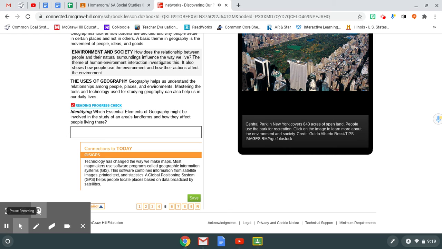Connections to today. GIS, GPS. Technology has changed the way we make maps. Most map makers use software programs called Geographic Information Systems, GIS. This software combines information from satellite images, printed text, and statistics. A global positioning system, GPS, helps people locate places based on data broadcast by satellites. So that's a good tie-in to see how this all affects us still today.